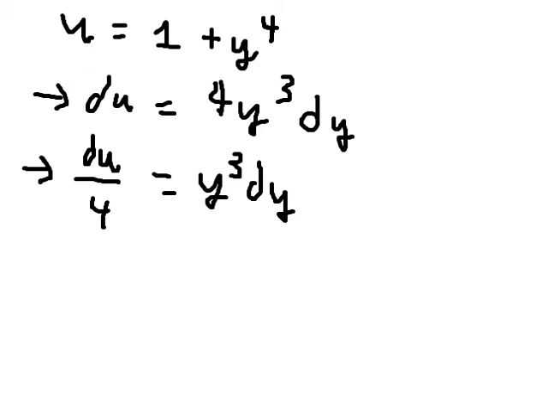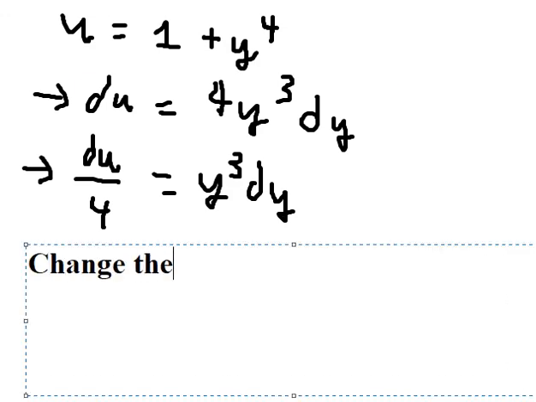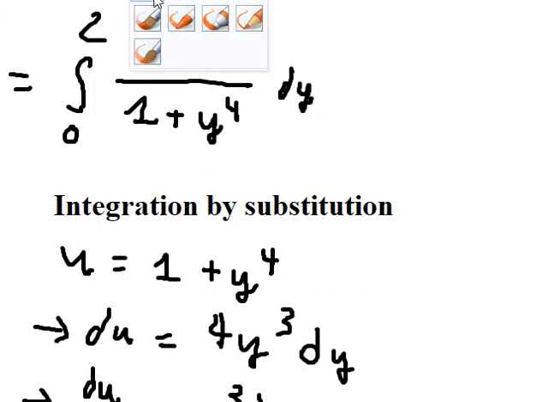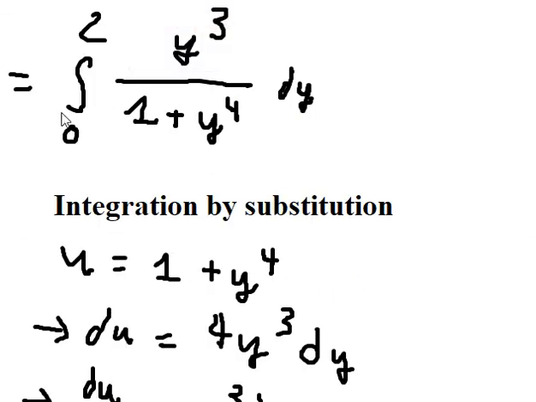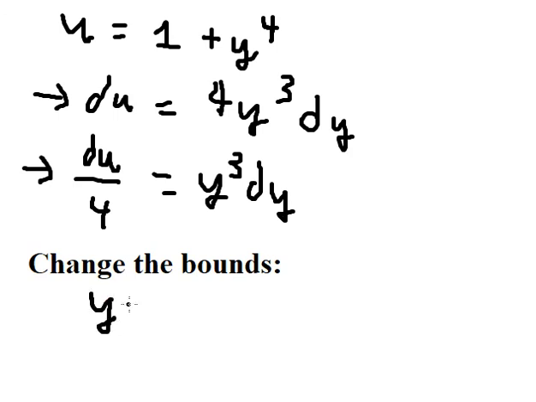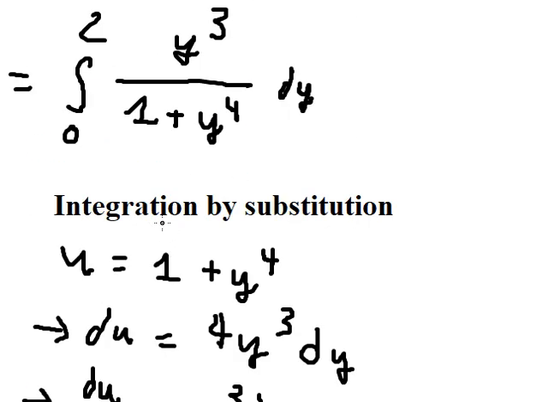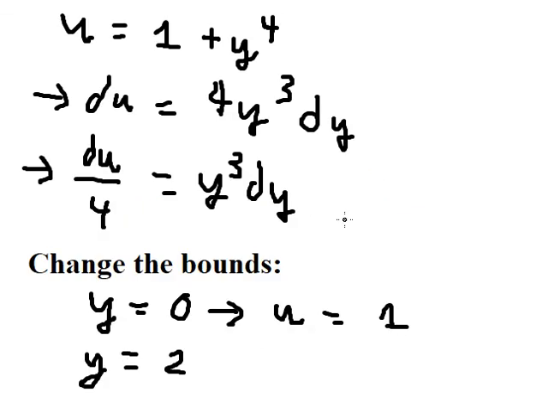Next, we need to change the bounds. So when y equals to number 0, that's it from here. So I will put number 0 in here to find the value of u. So u equal to number 1. When y equals to number 2, so I will put number 2 in here to find the value of u. 1 plus 2 to the power of 4. We have 17.